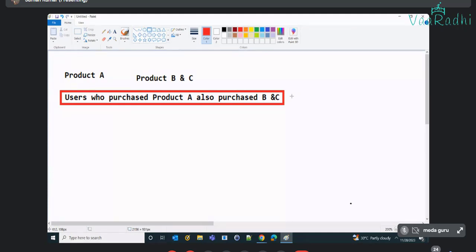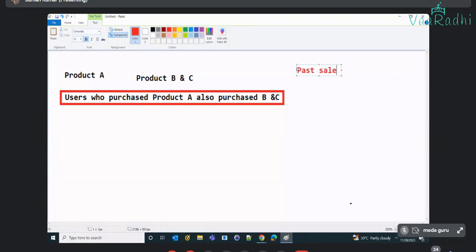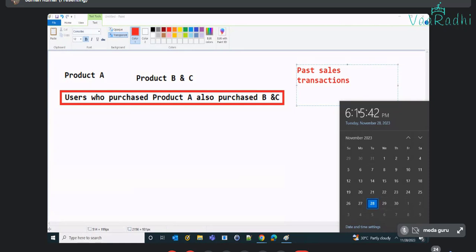What kind of data? It is historical data. Historical data in the sense of past sales transactions. Past in the sense that a sales transaction made at 6:14 p.m. today is a past sales transaction. That is history, right? If you have not yet made any order, if you have not yet booked any order, that is not your history. Once you book your order, then it will become history, right? So based on that data, they are able to draw conclusions like this.